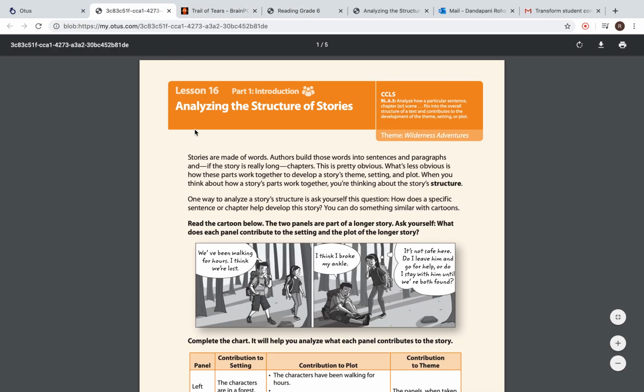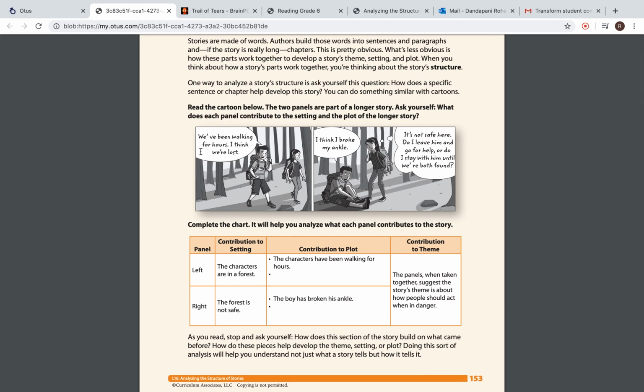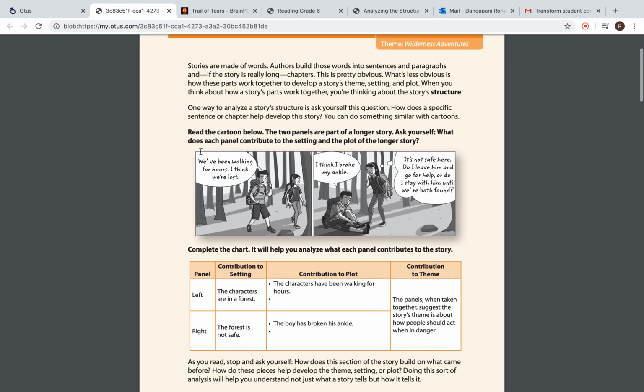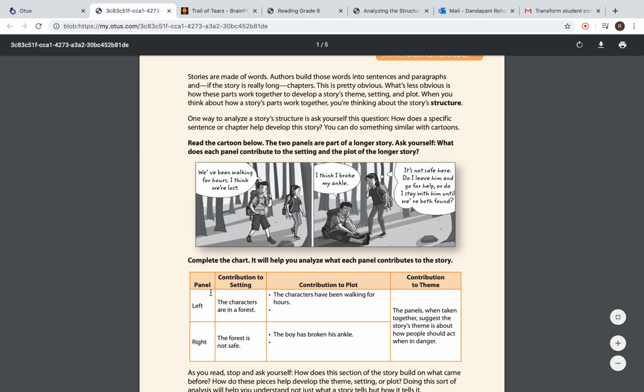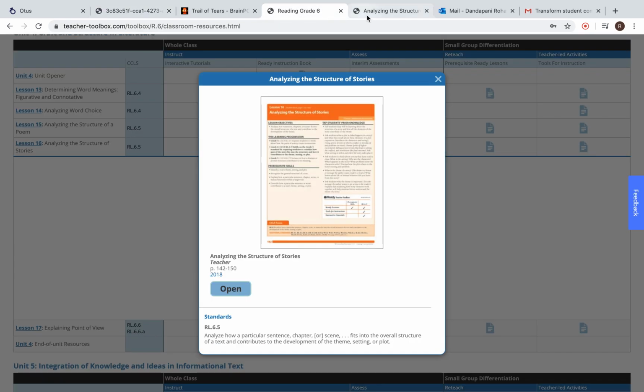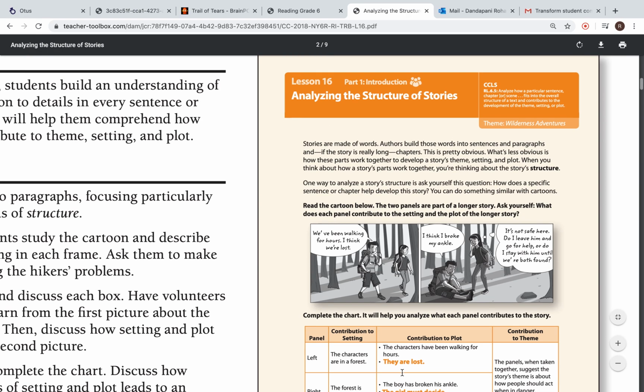So it's gonna look like this, right? Now notice how it says you do not need to fill out the chart. This is the chart that I'm talking about. You do not need to fill out this chart, right? I'm going to read this to you and walk you through it. And on my version, it actually is filled out. So let's start from the top.